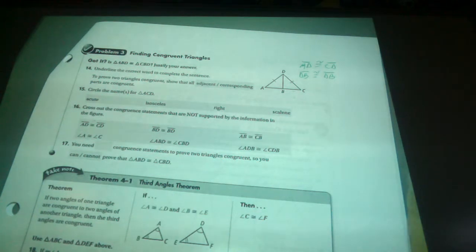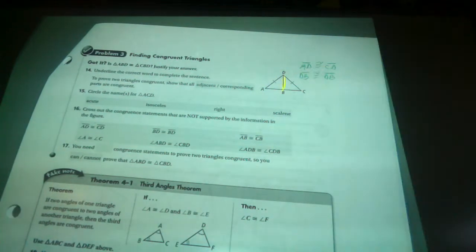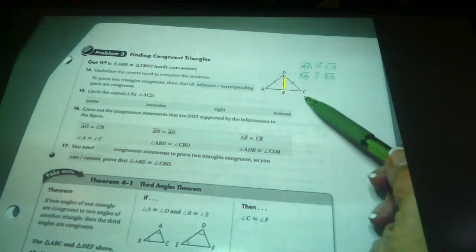And you're going to see that a lot. That's incredibly popular, and it's one that you'll tend to miss. So make sure you look for those shared sides. So then that's all that we can tell is congruent. You cannot make any assumptions that are not there.